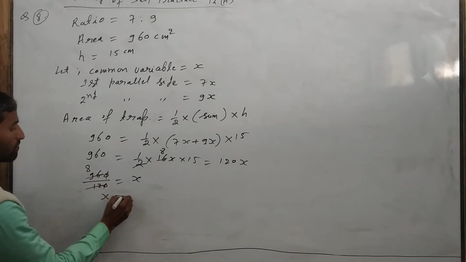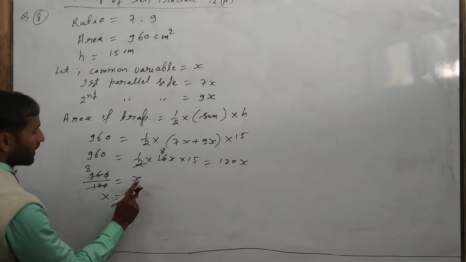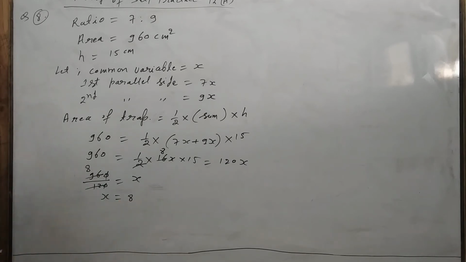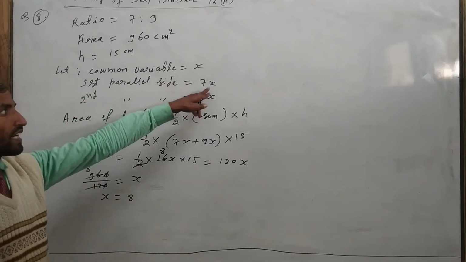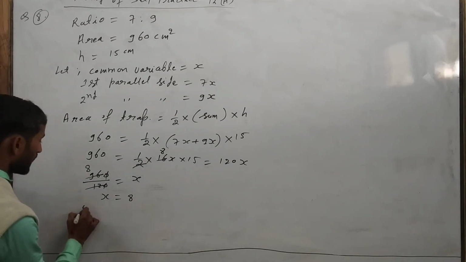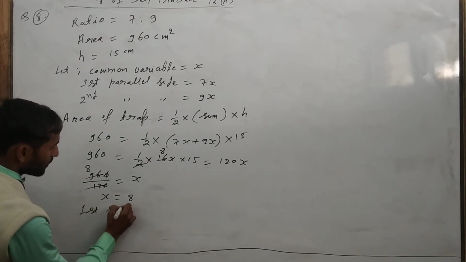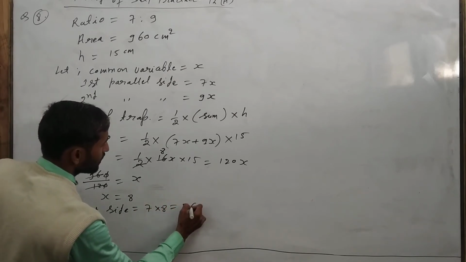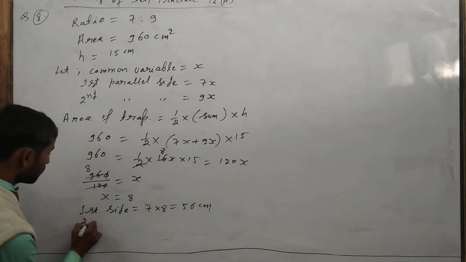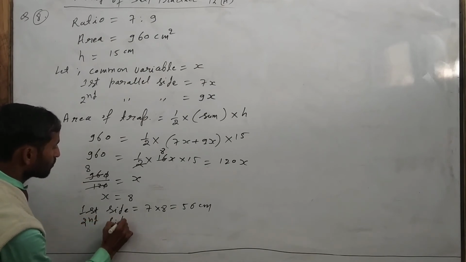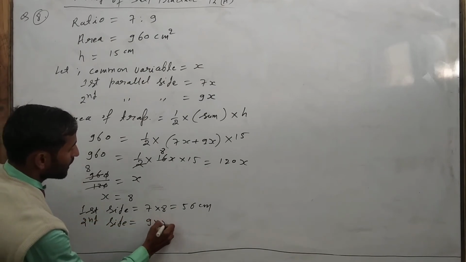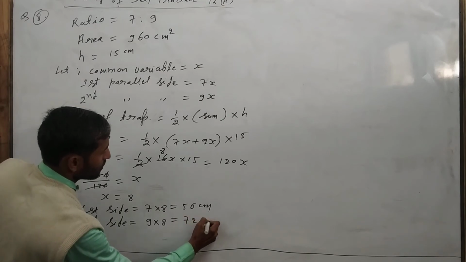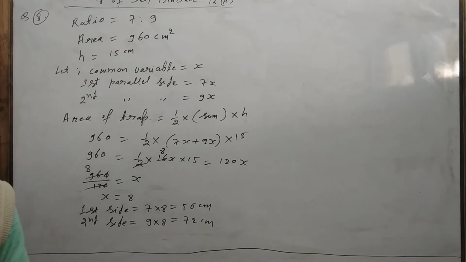So x is equal to 8. Now we can find easily. First parallel side is equal to 7x, so first side is equal to 7 into 8, 56 centimeter. Second side is equal to 9x, 9 into 8, 72 centimeter. Okay, this is the required answer.